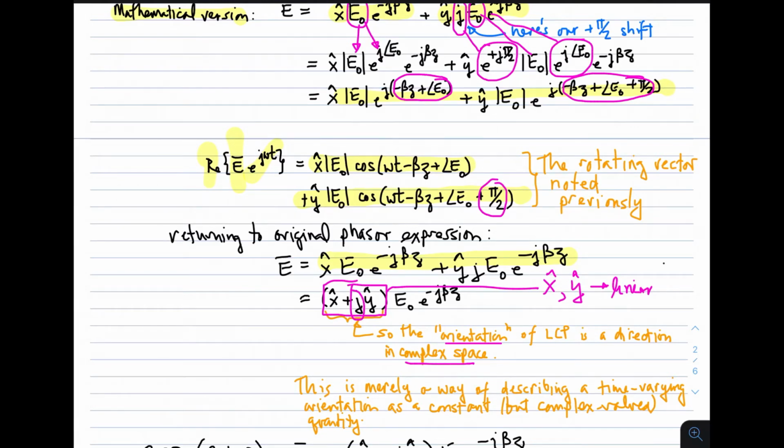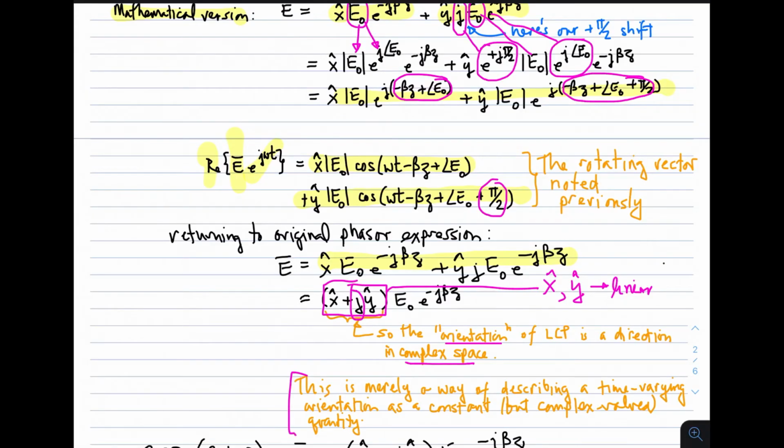Now, don't let that blow your mind. This is merely a way of describing a time-varying orientation as a constant but complex-valued quantity. So just as a phasor is a constant which represents a sinusoidal waveform, this vector expression is a constant direction which represents a rotating field vector.